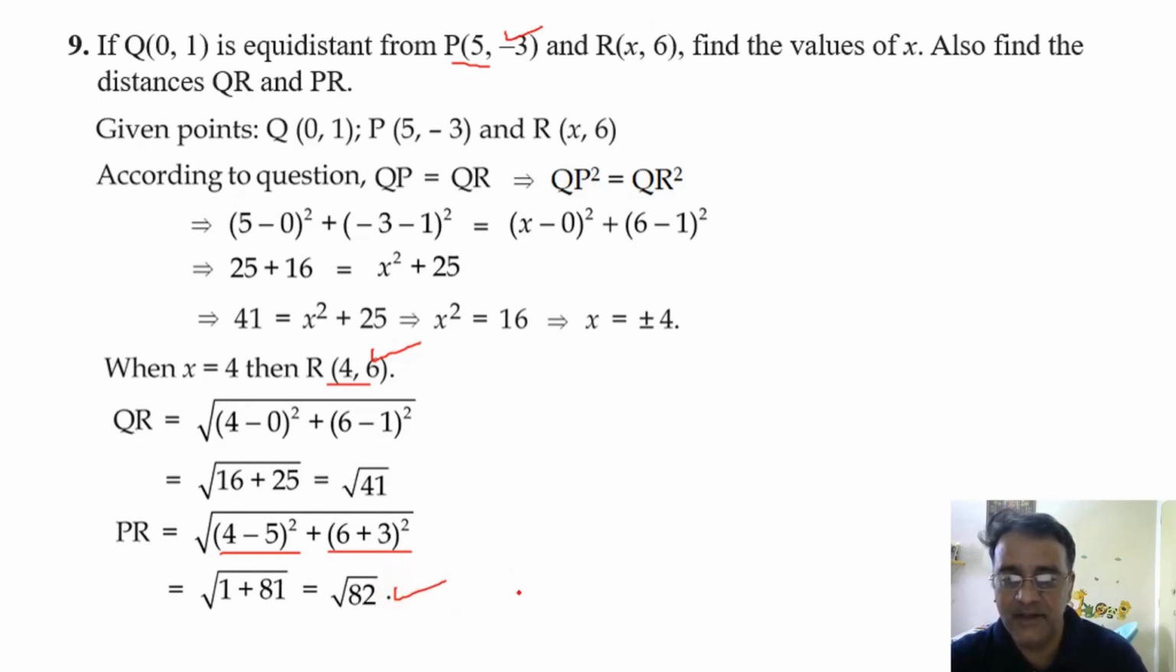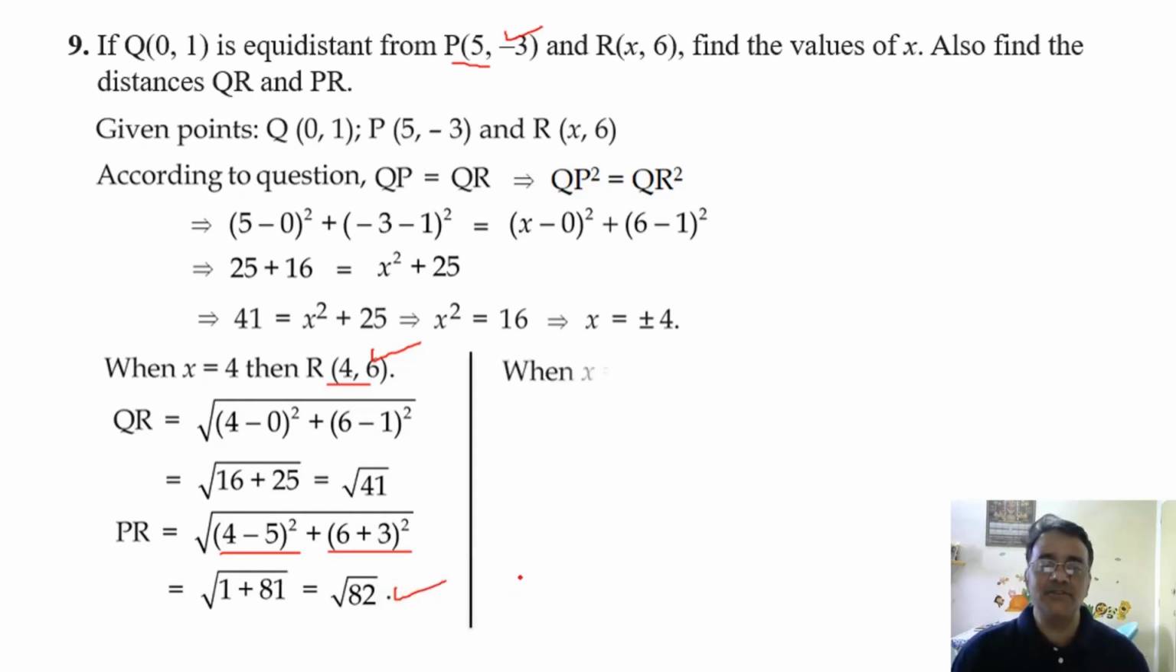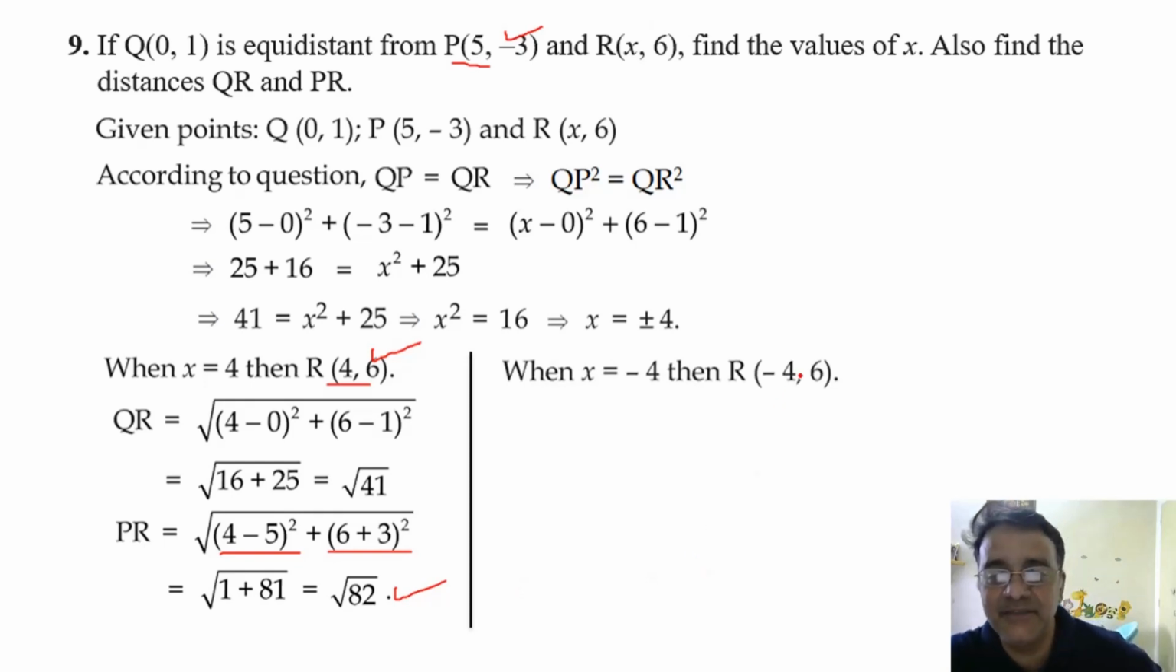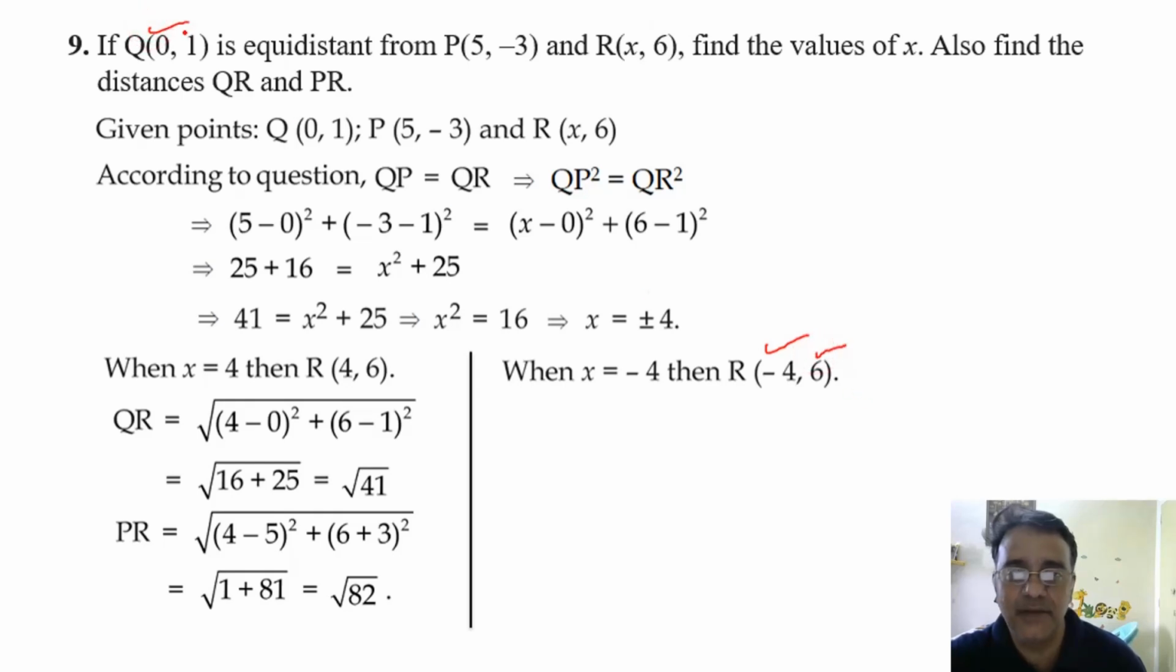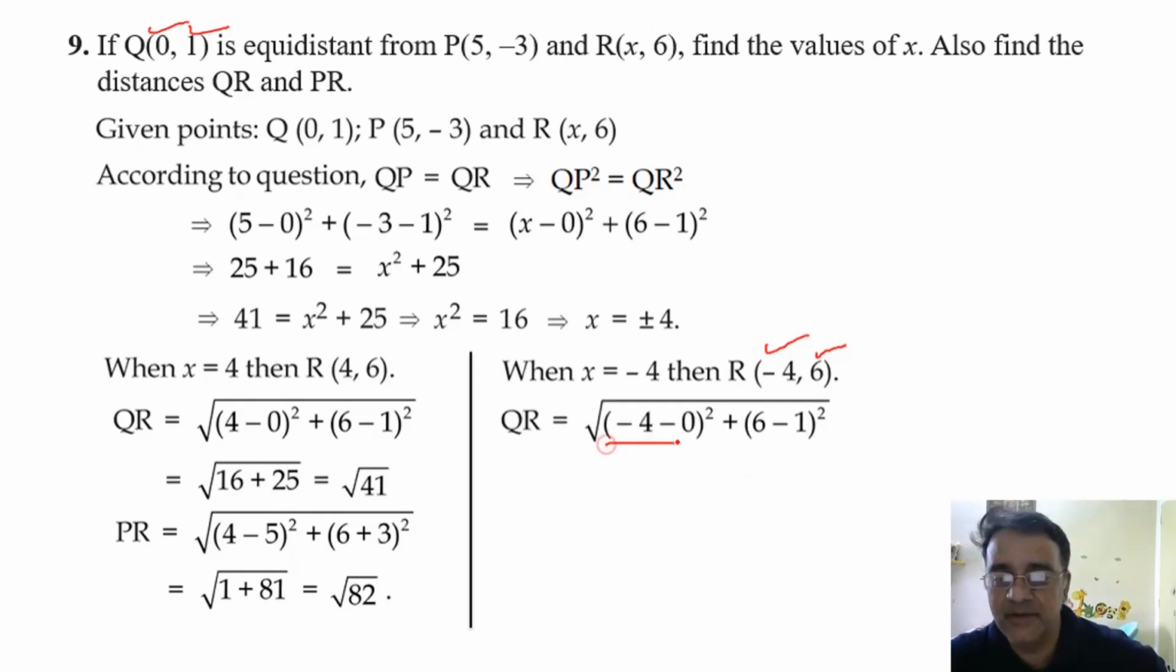Okay. Next, when x is equal to minus 4, R will be (-4, 6). So QR निकालना हम लोग को. ध्यान से देखो, root of (minus 4 minus 0) whole square plus (6 minus 1) whole square. So this will become 16, this will become 25. So same answer we are getting, root 41. Now PR we have to find.